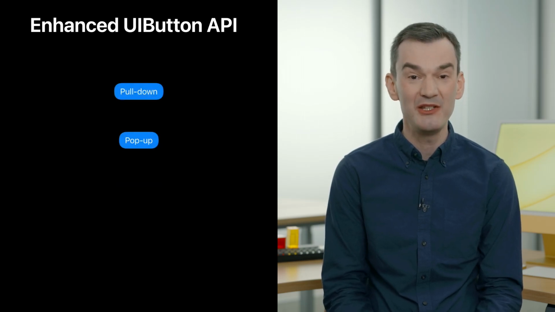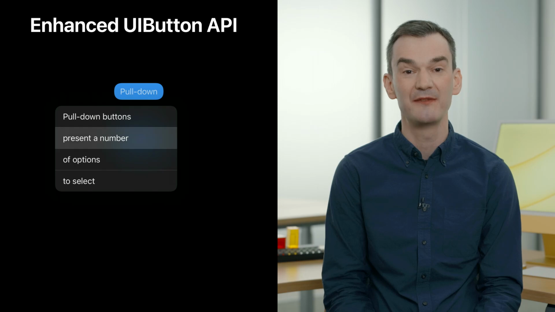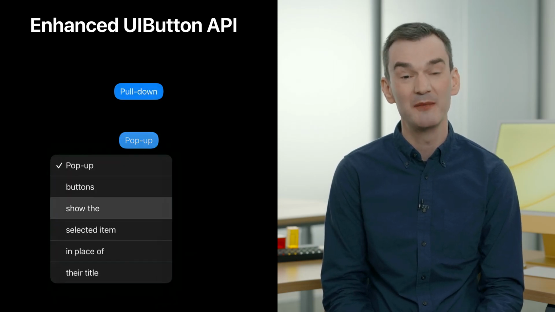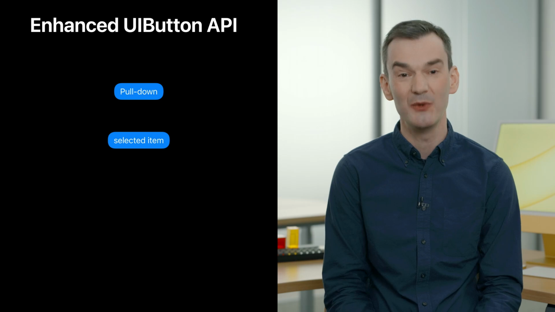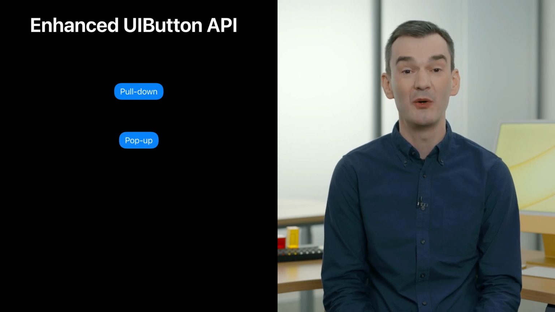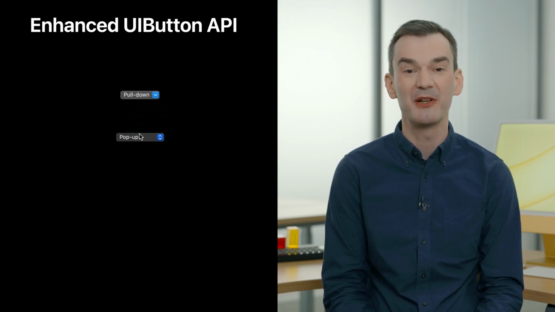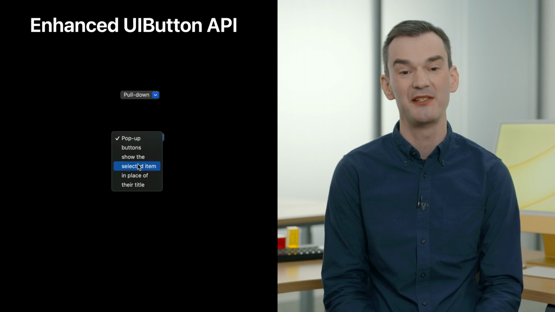Together with the UI menu additions to buttons released in iOS 14, UI button configuration allows you to make pop-up and pull down buttons natively in UIKit for the first time. And of course, if you're using UIKit on Mac and you've chosen in Xcode to optimize interface for Mac, these buttons all look and behave just as you'd expect them to.